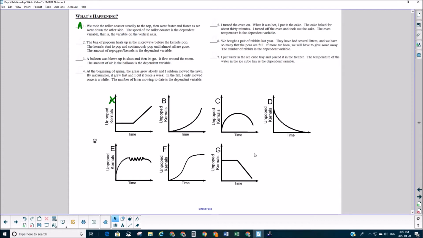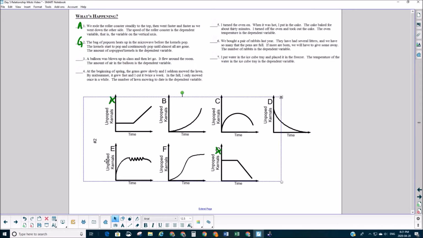And so the amount of unpopped kernels stays the same, which means to me, this is G. It stays the same. And then when the popcorn starts to pop, the amount of kernels gets smaller. And then notice the graph doesn't actually touch here because we all know that in the bottom of that bag, there's always a whole bunch of kernels still there. If it went down to the bottom, that would suggest there's no kernels left. Okay, and so because of that, number 2 is G. So we'll cross that off.